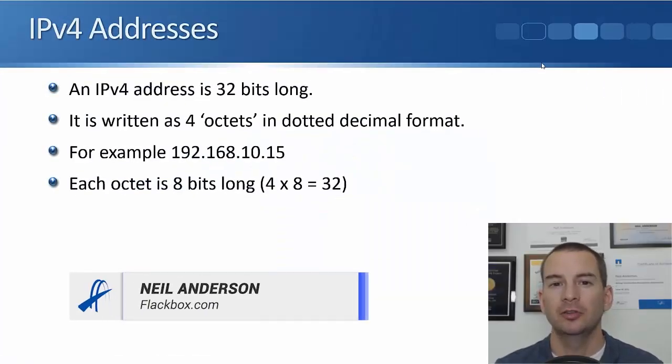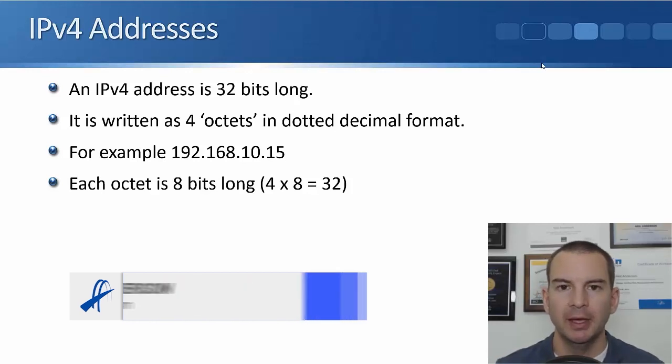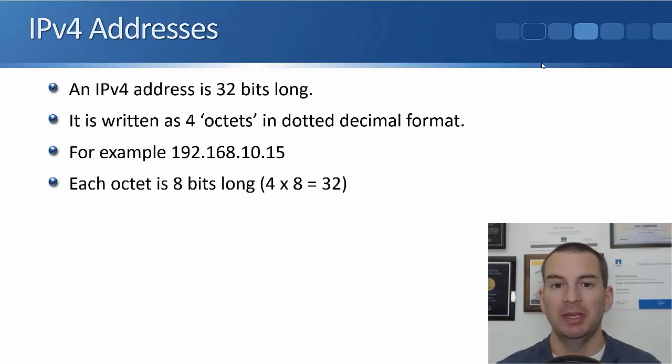In this lecture, you'll learn about the format of an IPv4 address. When we write out the IP address, we write it as a set of four octets in dotted decimal format. You see an example of an IPv4 address here, 192.168.10.15. Each of those sets of numbers is an octet. So 192 is the first octet, 168 is the second, 10 is the third, and 15 is the fourth octet.